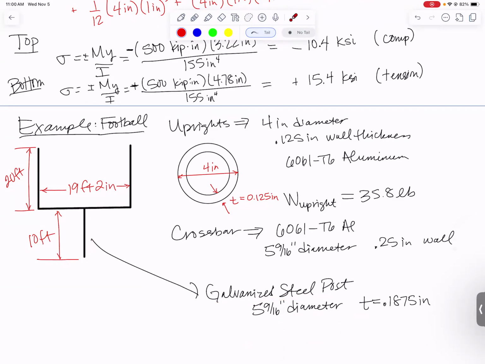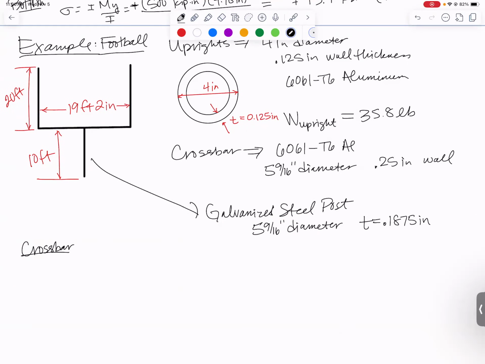And I want to start with just the weight of the materials themselves. It's basically a beam with a hollow circular cross section. It's got uprights on each side pushing down on it with 35.8 pounds. We're going to include the weight of the crossbar. I took the density of 6061-T6 aluminum. I took the cross-sectional area and the length. This is roughly 19 feet long. I figured out the total load and I divided it by the length to get a distributed loading here of 4.91 pounds per foot. That is the weight of the crossbar itself.